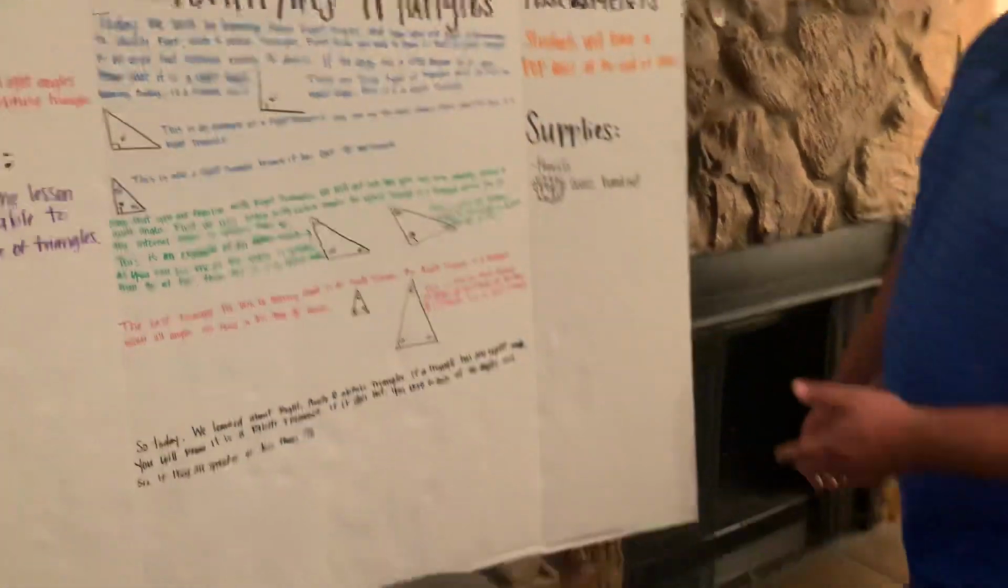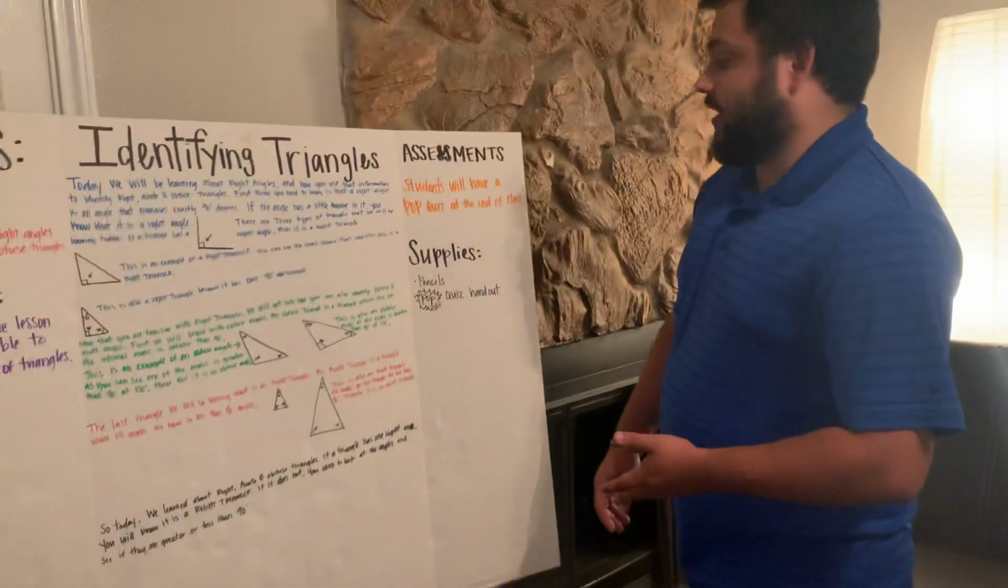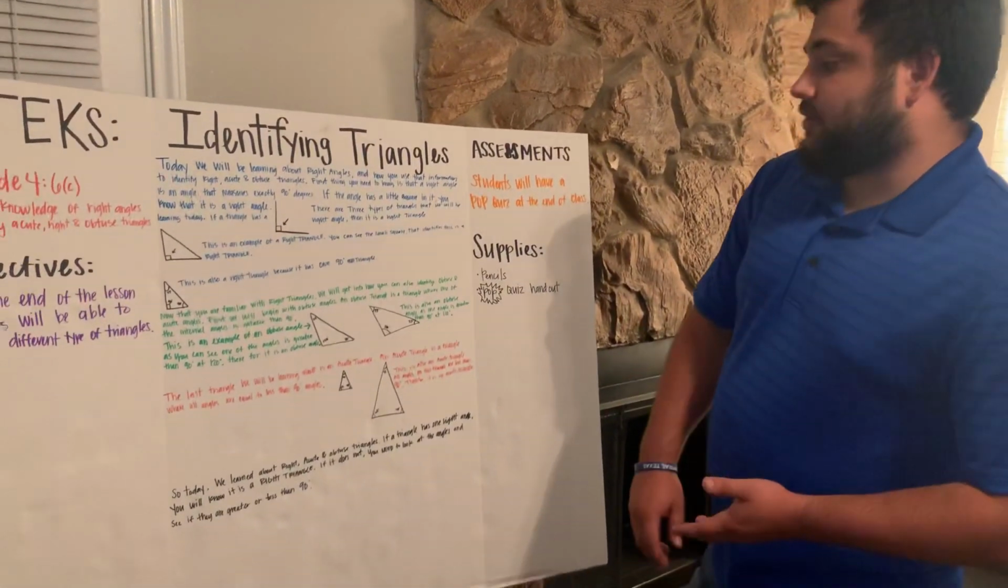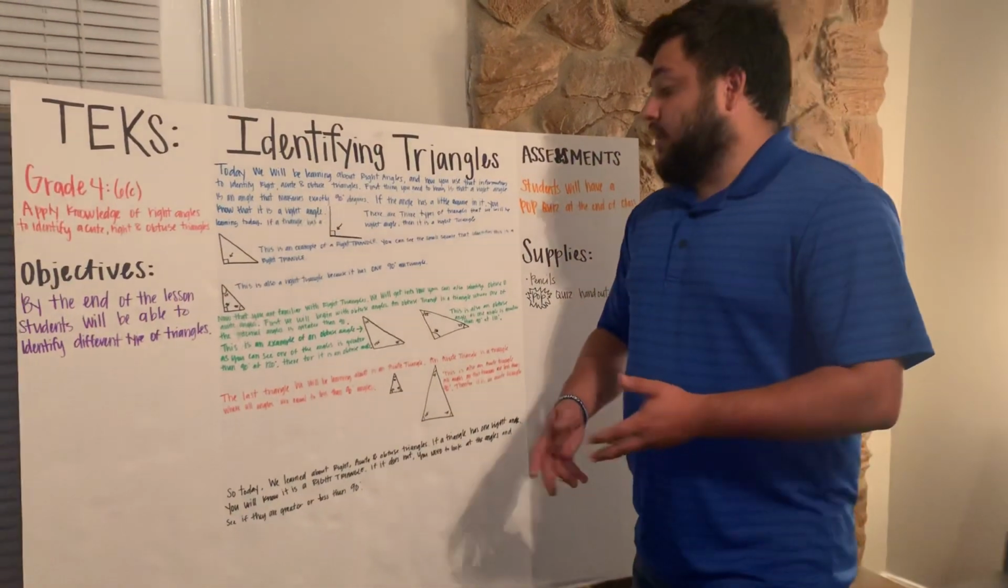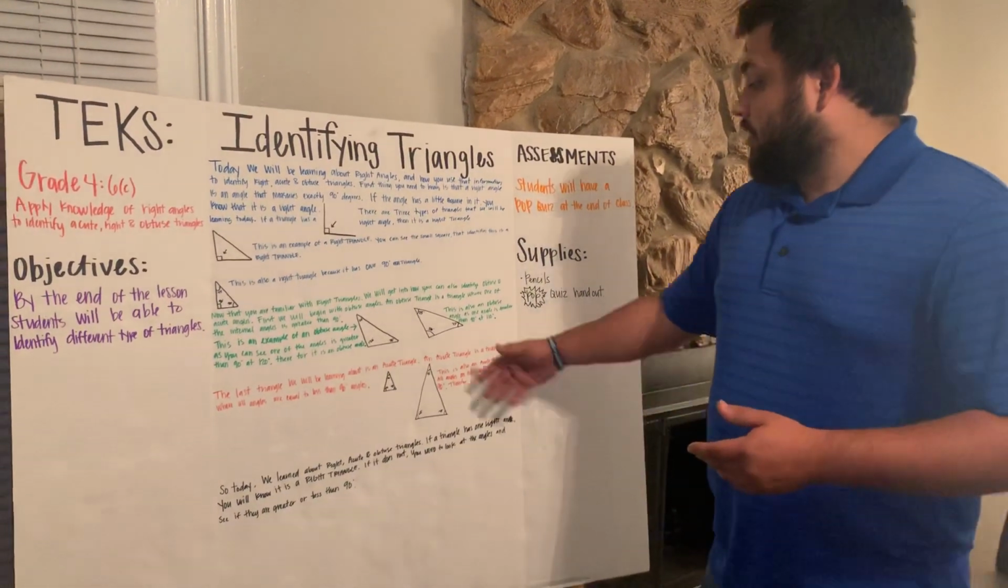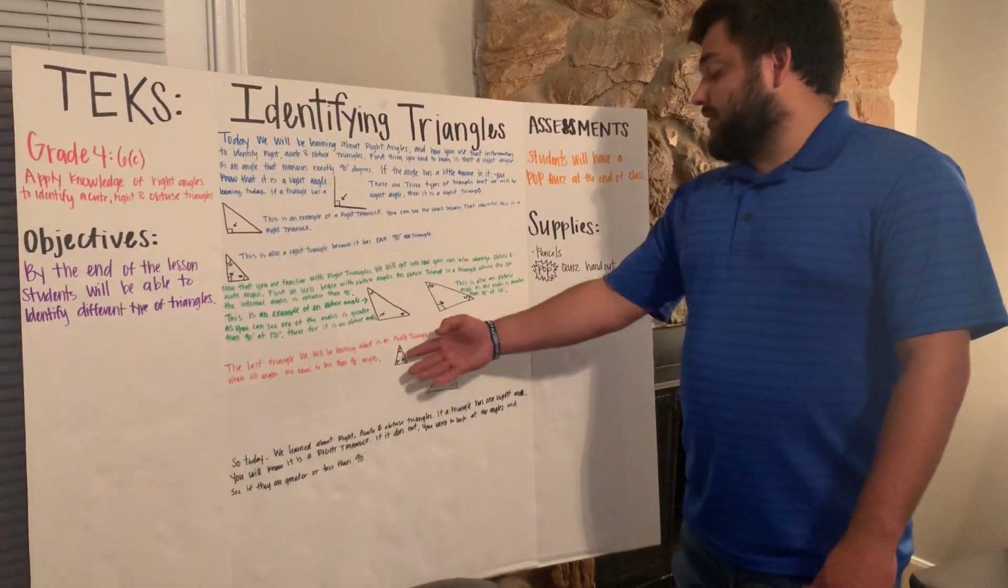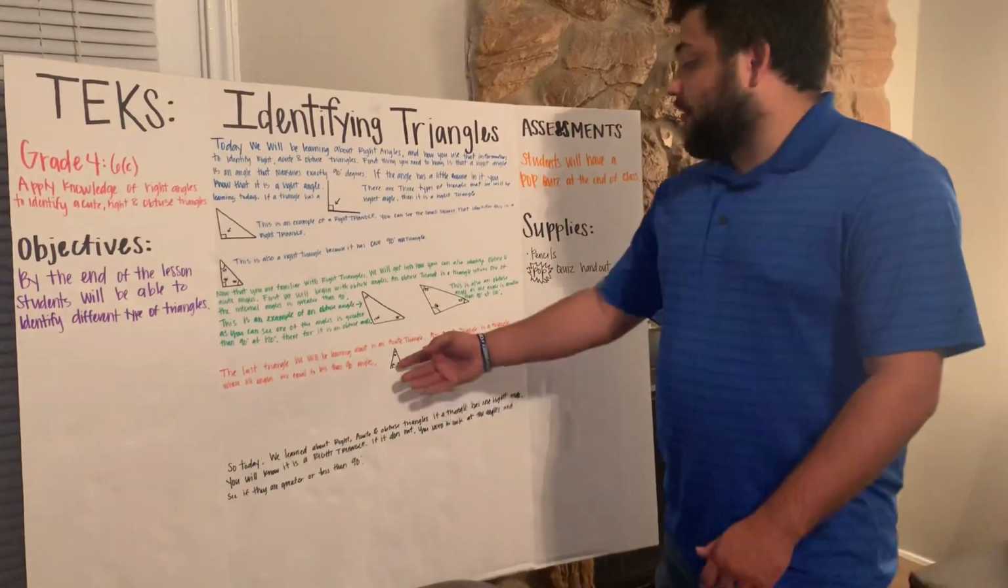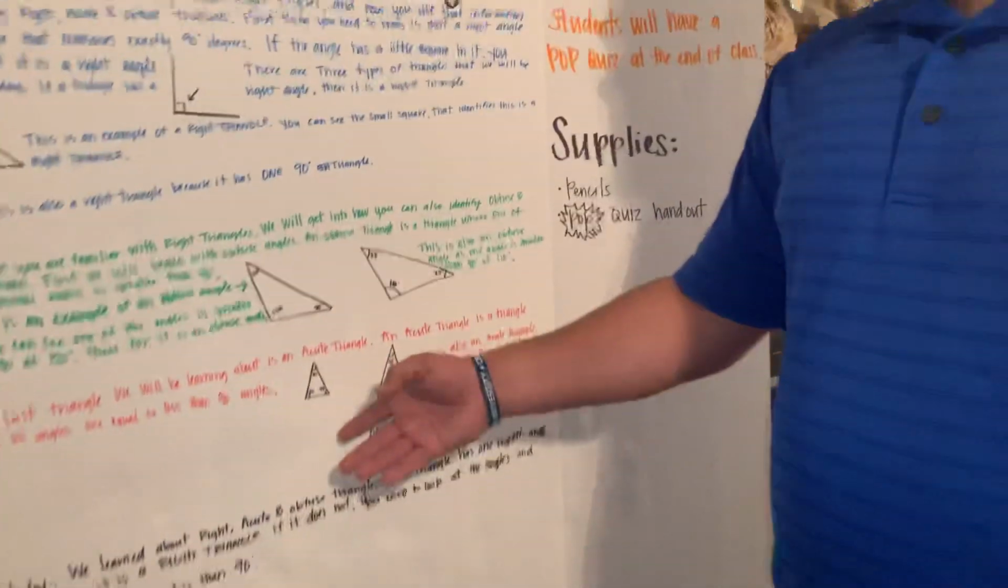The last triangle we'll be learning about is an acute triangle. An acute triangle is where all the angles are less than 90 degrees. So as you can see, this is an acute triangle, and all three of the angles are less than 90 degrees.